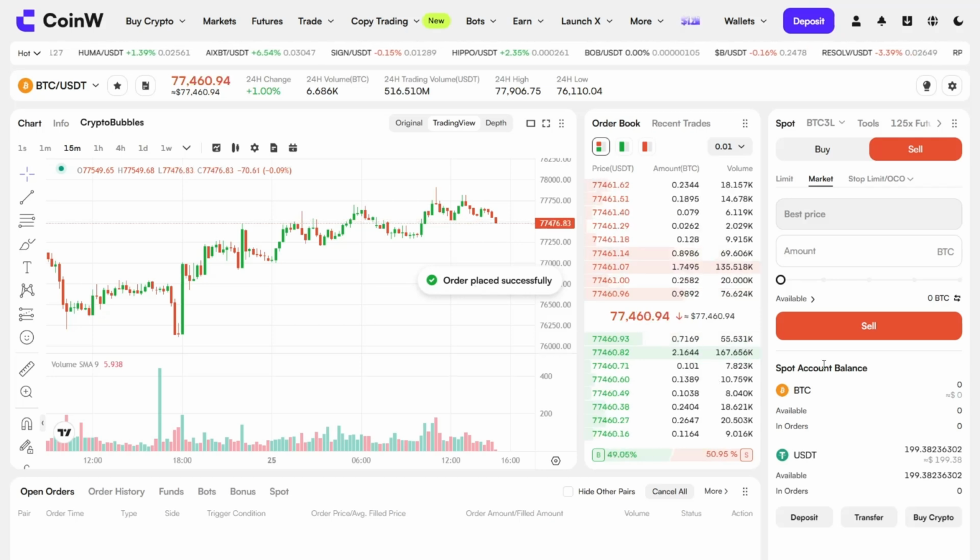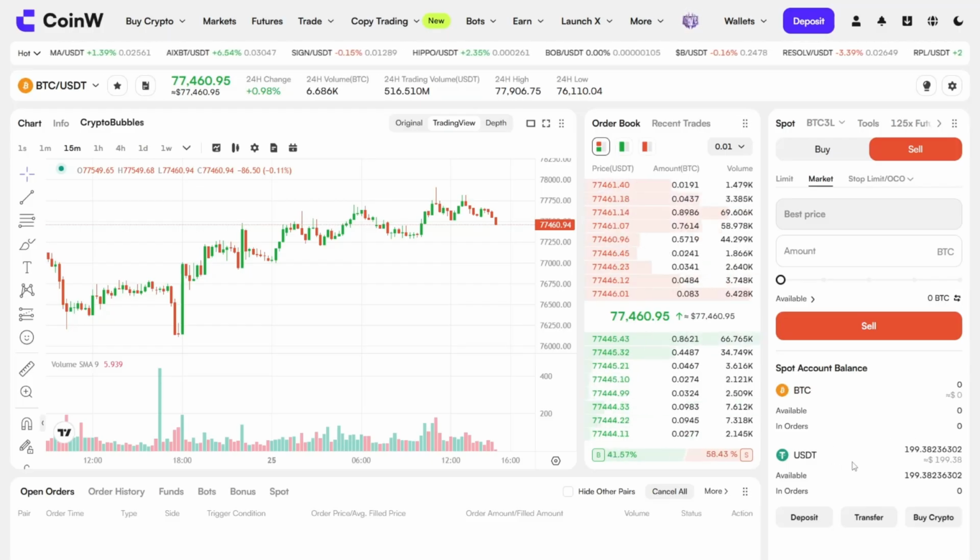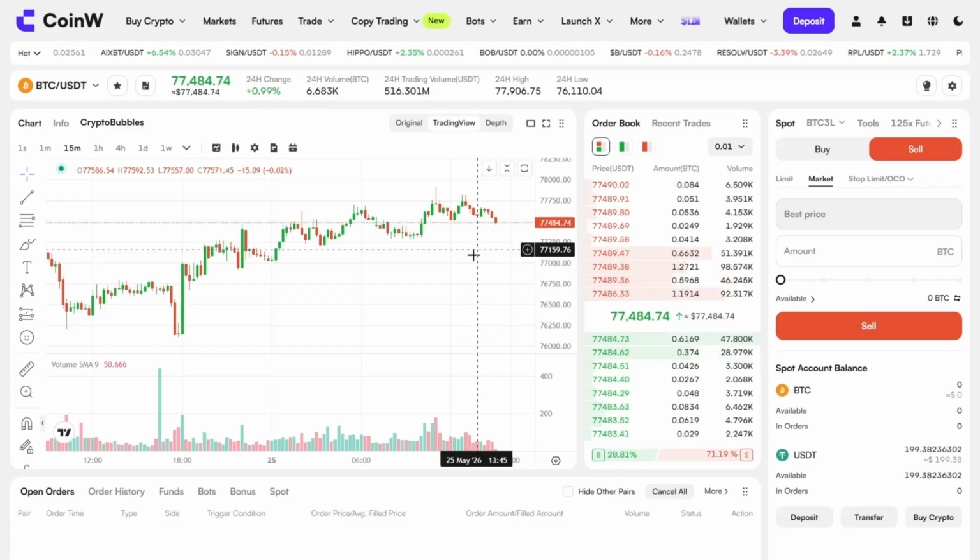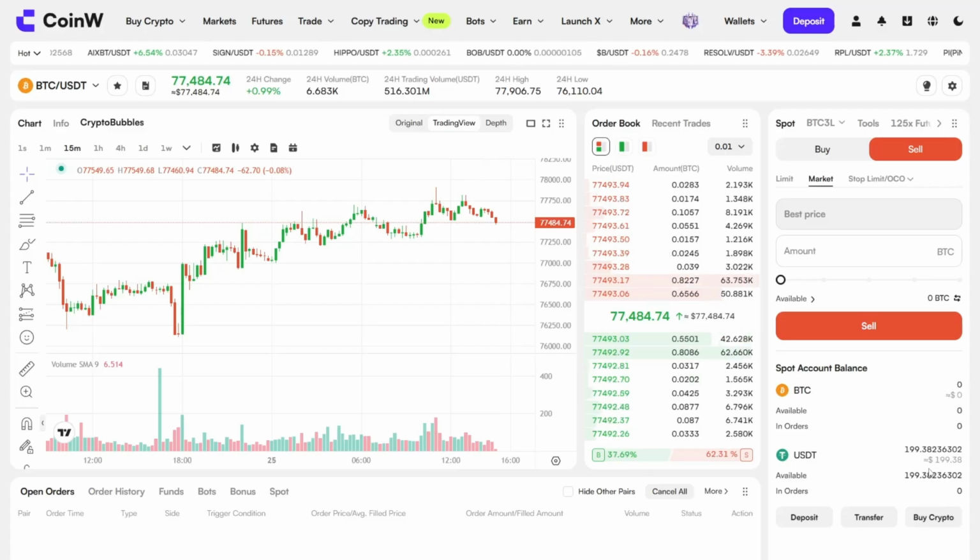On the bottom right again, under our spot account balance, we can see we don't have any more BTC and our full balance is in USDT. We have about 199.4 USDT, so we lost about 60 cents on the trade. This can be due to the market movement and also trading fees.